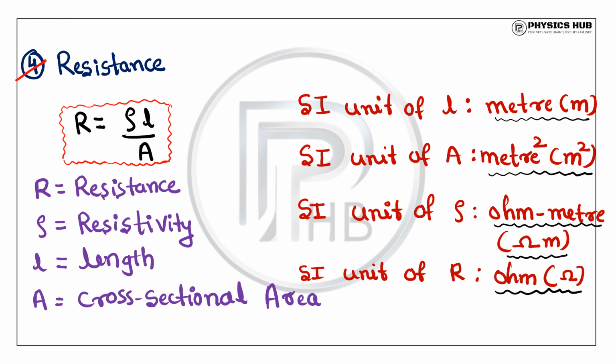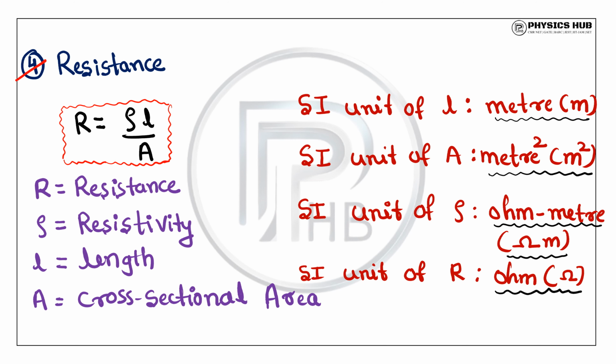Here rho is the resistivity, which indicates what type of material it is, L is the length of that material and A is the area of that material. So the SI unit of length is meter, the SI unit of A, the area, is meter square, and the SI unit of rho, that is the resistivity, is ohm meter, or symbolically omega meter, that is Ωm.